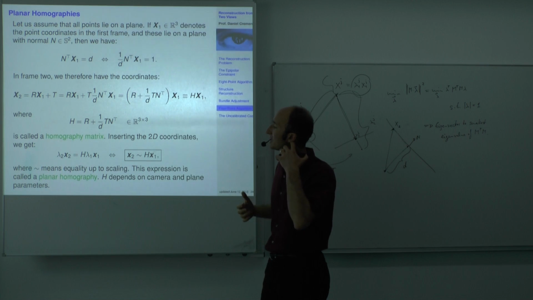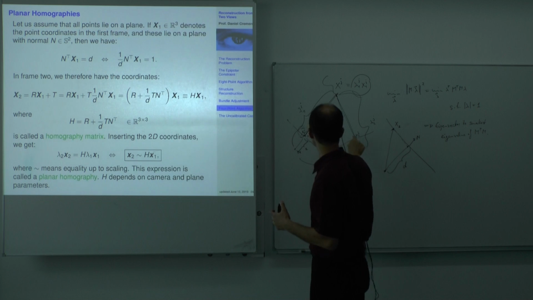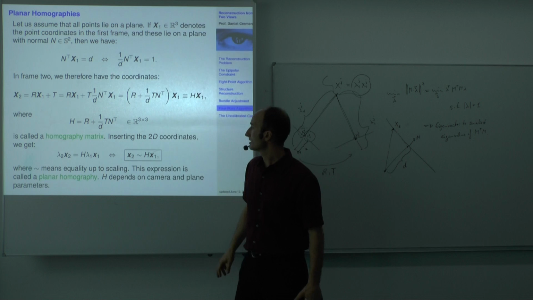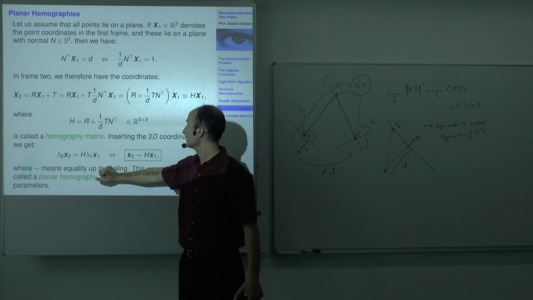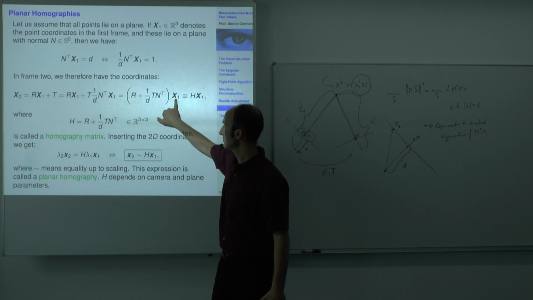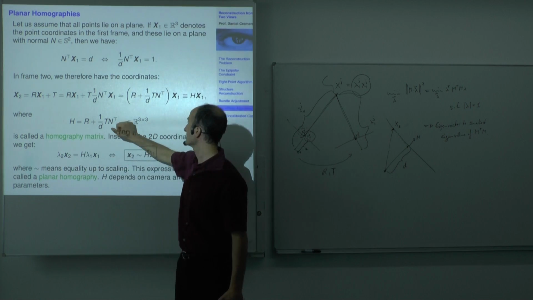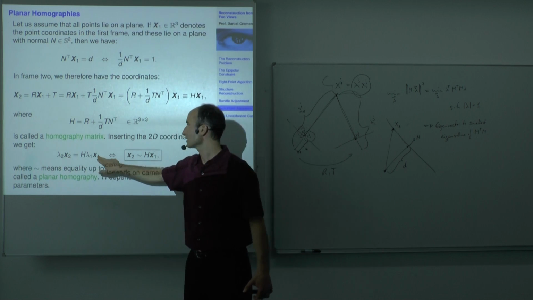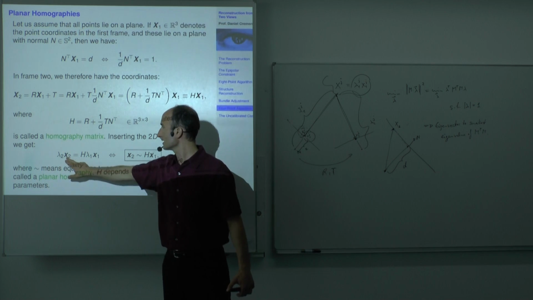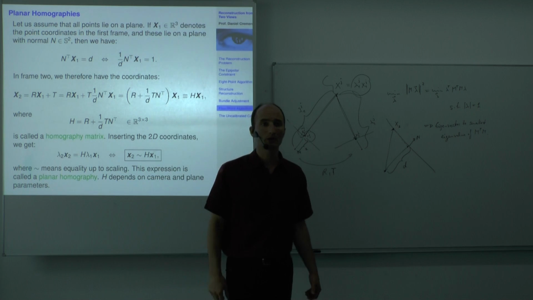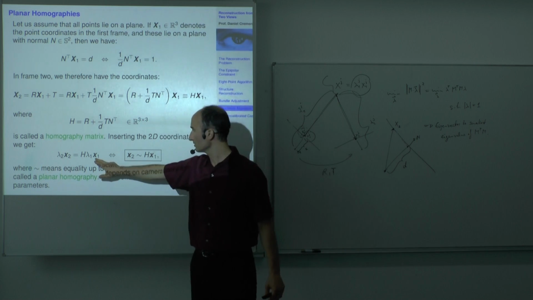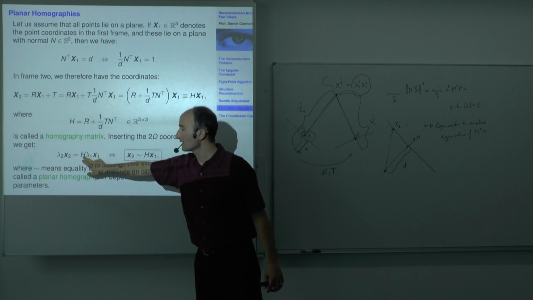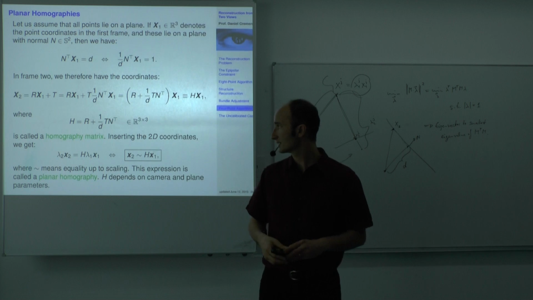And the same holds actually for the 2D coordinates in the 2 images, little x1 and little x2, because little x1 times lambda 1 is large x1, and little x2 times lambda 2 is large x2. So we have this expression connecting the 2D coordinates in homogeneous coordinates, mind you, so the third component is 1 here as well. It connects them with the same homography matrix.